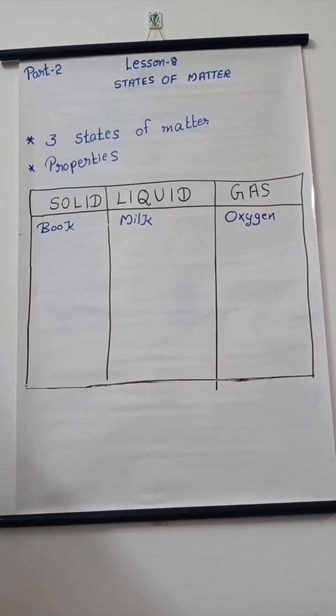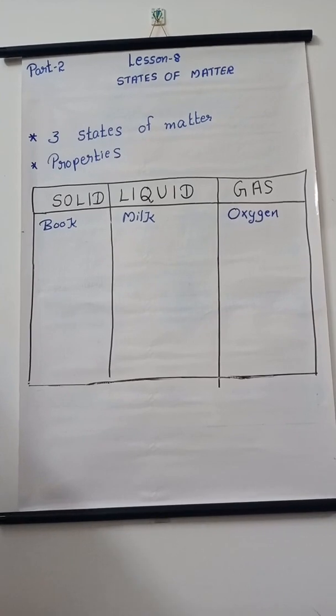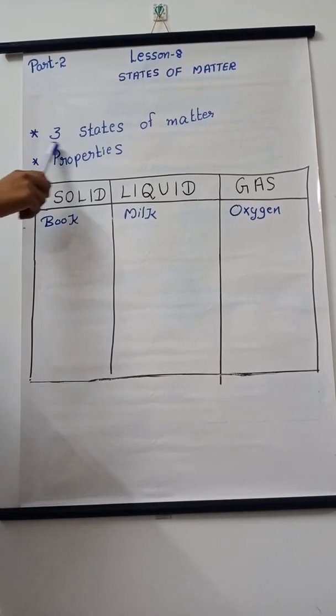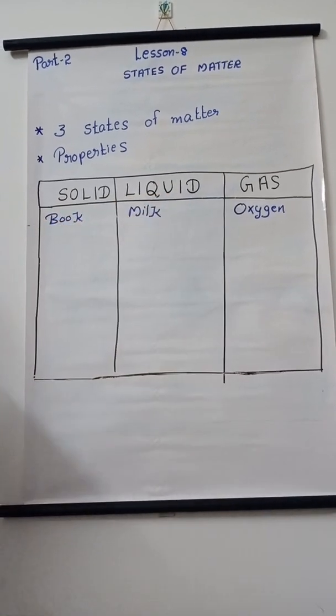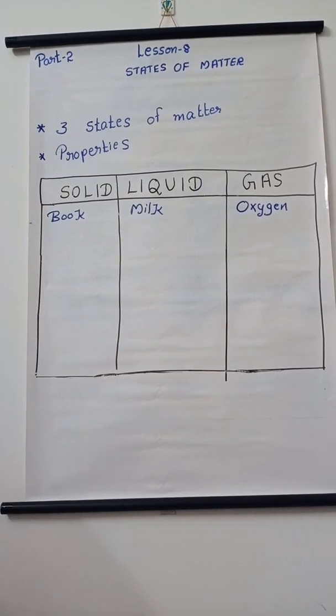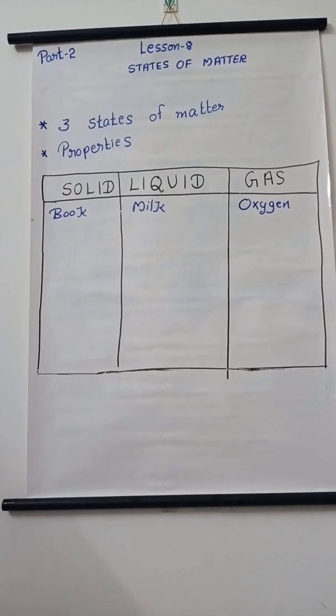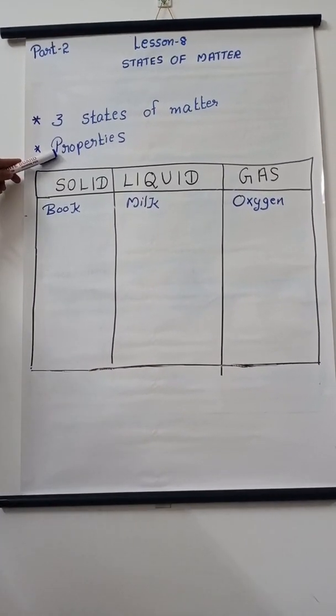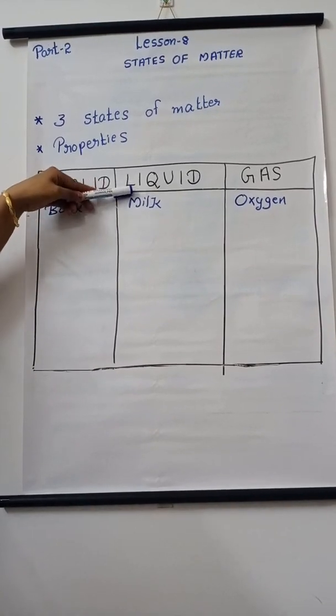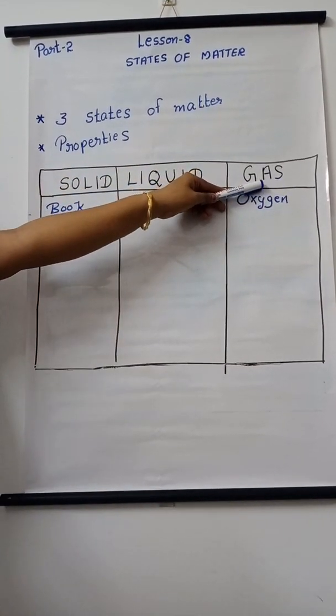We have already learned that there are three states of matter. They are solid, liquid and gases. We have seen many examples for them, right? Now let us learn about the properties of solids, liquids and gases.